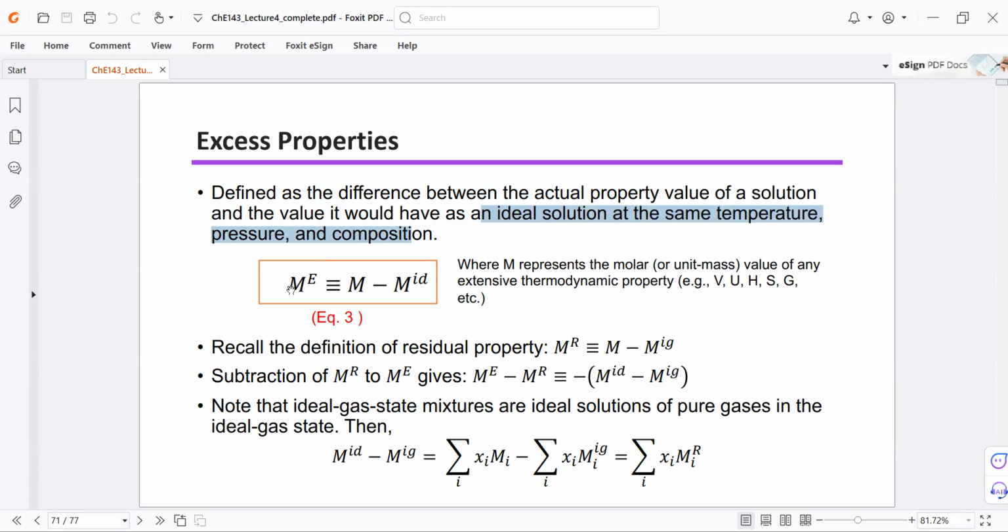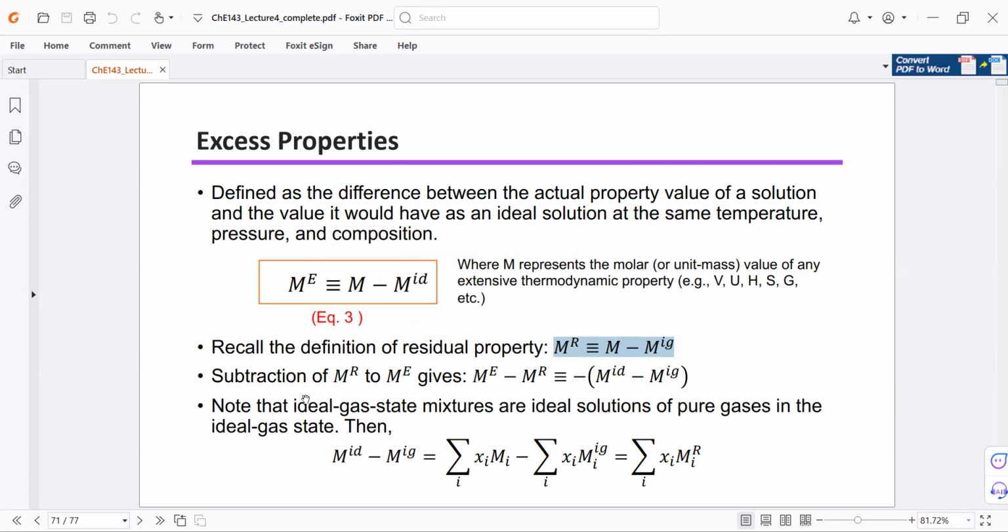So by definition, we assign excess property, and just take note that the M here is a molar or unit mass value of any thermodynamic property: volume, internal energy, enthalpy, entropy, or Gibbs free energy. Okay? So we have this definition, and we have the definition of the residual property for ideal gases. If we subtract the two equations, it would give us this difference, all right?